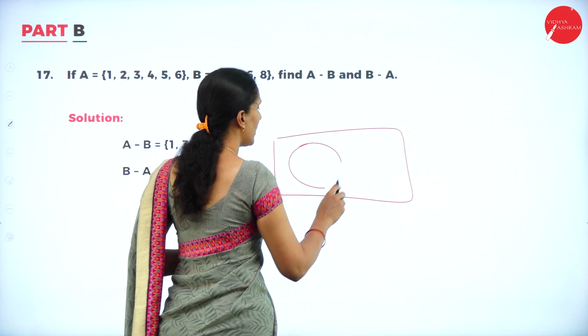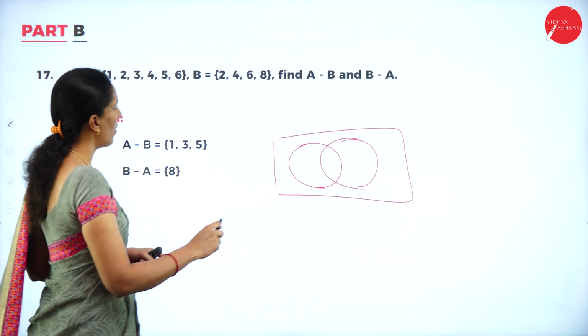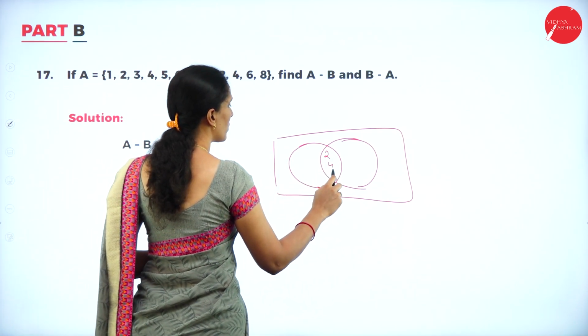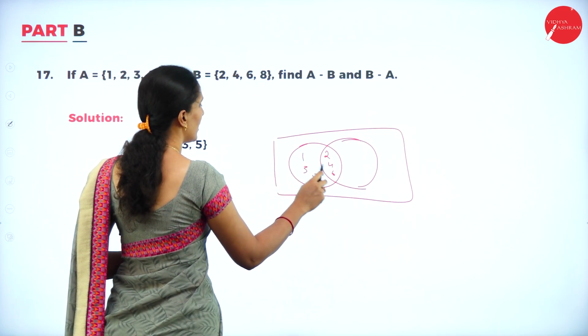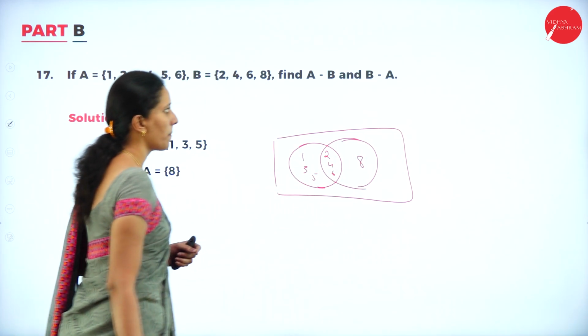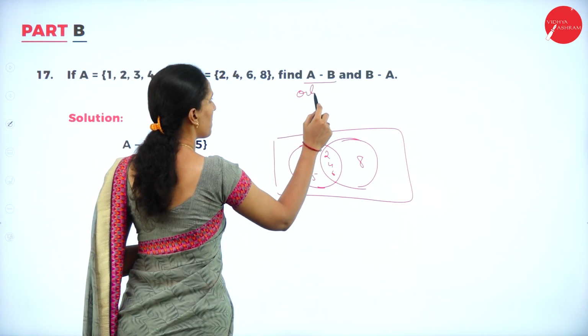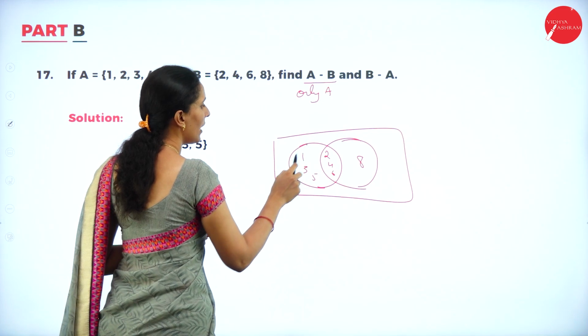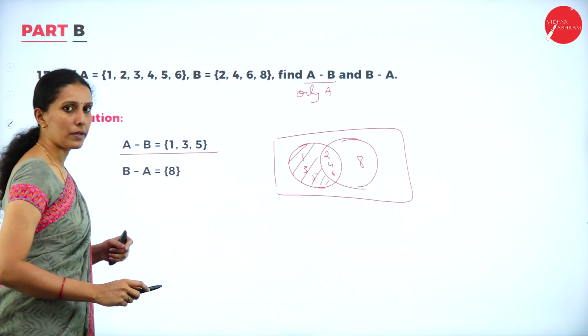So suppose this is set A and this is set B. Write down the common elements. What are the common elements we have? 2, 4, 6. Other than 2, 4, 6, we have 1, 3, 5 in set A and 8 in set B. So A minus B means only A. So only A means 1, 3, 5. So this is A minus B.